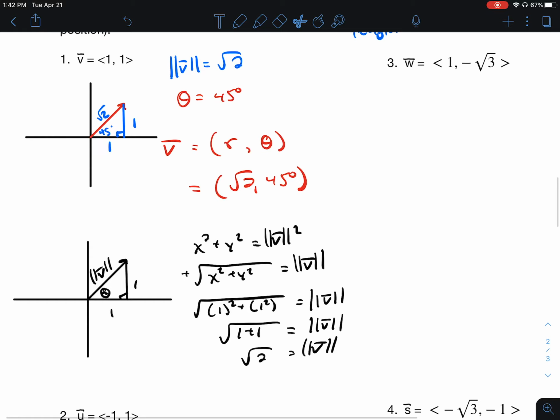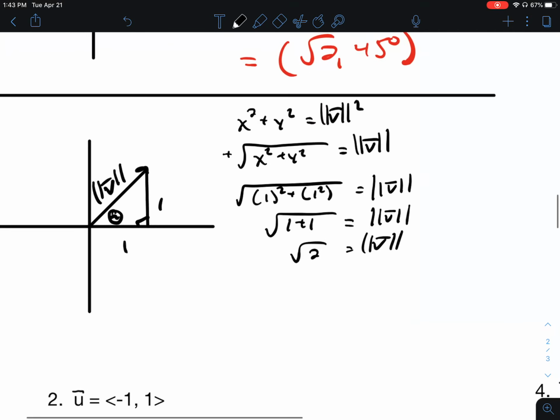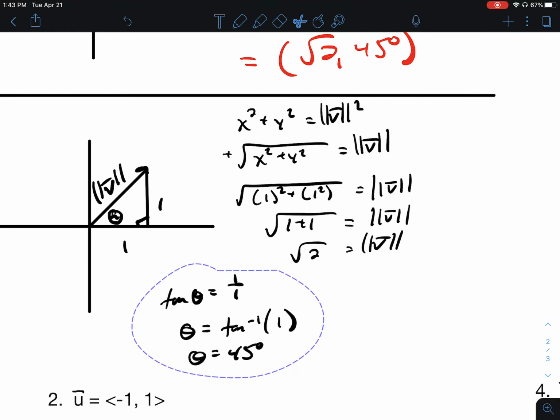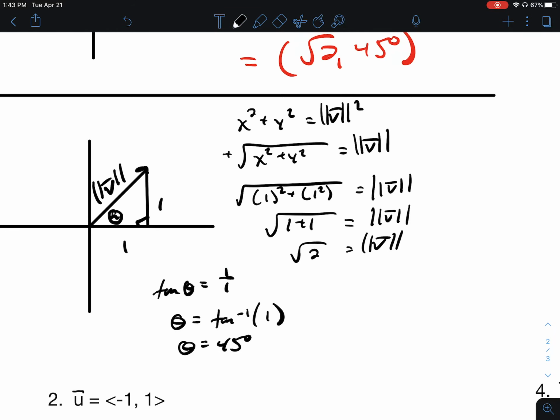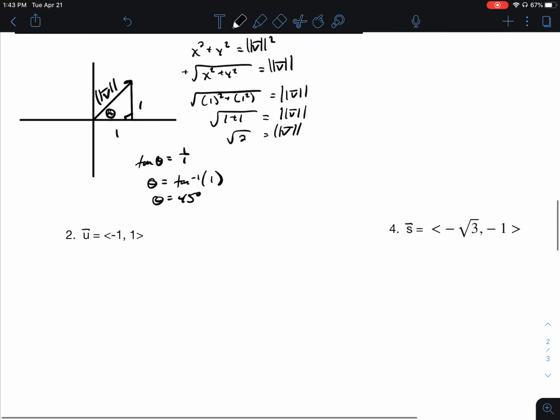What about the angle? Well, if you don't know your special right triangles and you wanted to figure out what this angle theta was, you could simply say tangent of theta is the opposite leg over the adjacent leg. So tangent of theta is 1. To get theta by itself, you do tangent inverse to both sides, put this in your calculator, and you're going to get that it's 45 degrees. Now we will have to use this alternate method for some problems if it's not a special right triangle. But I've made every one of today's special right triangles.